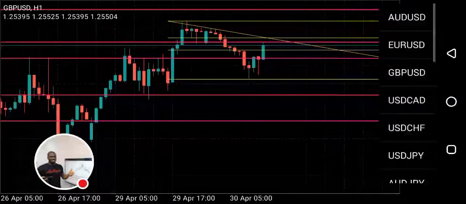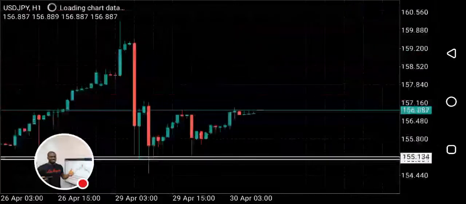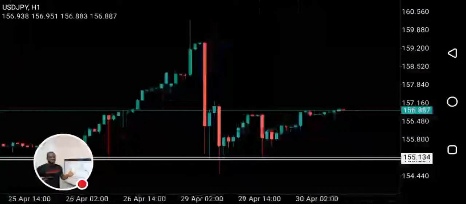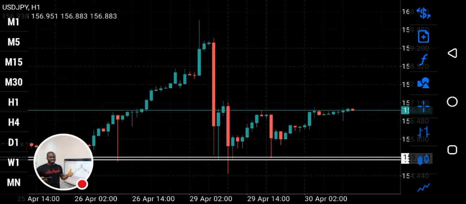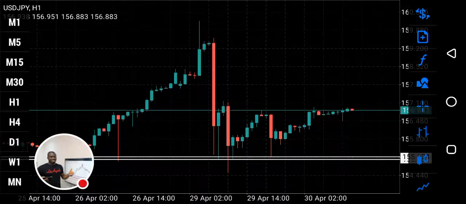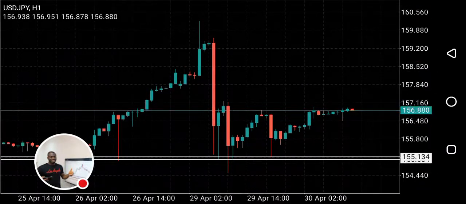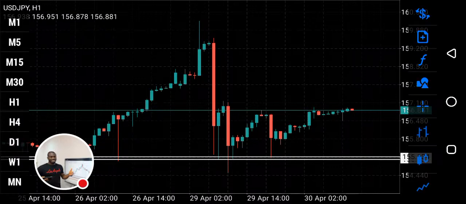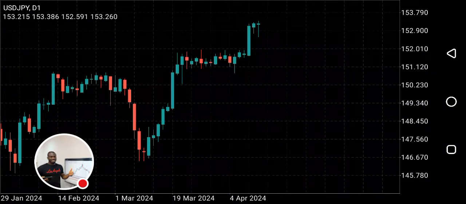Let's look at USD. My bias on USD is still bullish. I'm currently buying GBP JPY, and I think it's a massive profit. I'm also expecting a bullish move on USD JPY. Let's see the daily time frame.